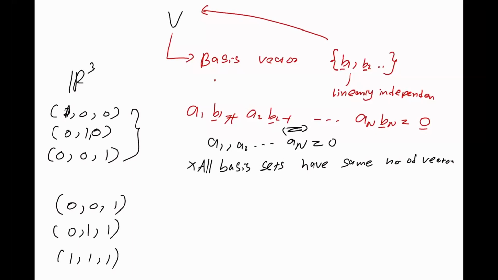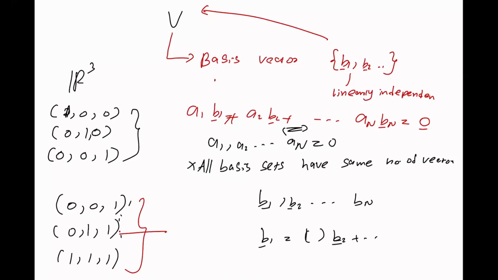Also I can have 0, 0, 1, 0, 1, 1, 1, 1, 1. I can have these three vectors also as a basis, because they are linearly independent. Linearly independent means you cannot express any of these vectors using the other vectors. Let's say you have b1, b2 up to bn vectors, and you take the b1 vector. If you can express this b1 vector as some combination of b2 to bn vectors, this is not linearly independent. It means you cannot represent one vector in terms of the other vectors of that set. We call that set of vectors linearly independent.